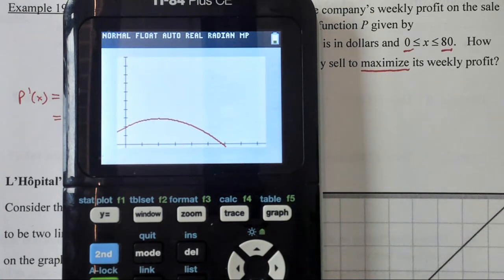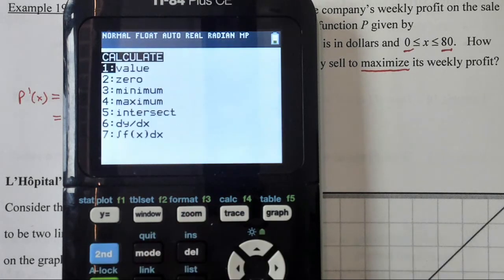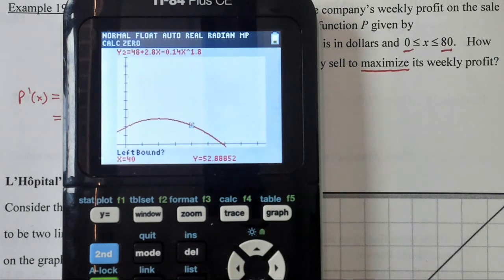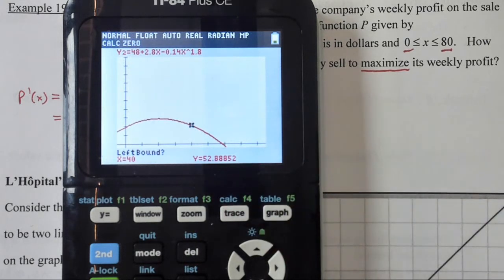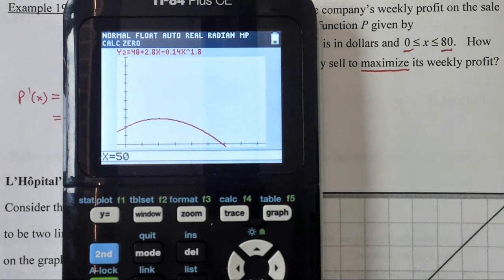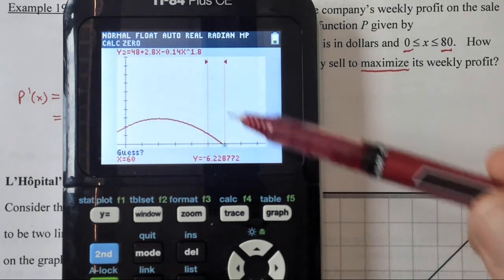Let's find the exact value. So we're going to activate that calculate menu. We do second trace to bring up the calculate menu, and we want option number 2, our zero finder. All right, it asks for a left bound. Now we already know that it's happening somewhere between 50 and 60. So let's just make the left bound 50, although we could go smaller. We'll make the right bound 60, although we could go larger. So now we can see the lines there that are saying, okay, I'm looking in between these two lines.